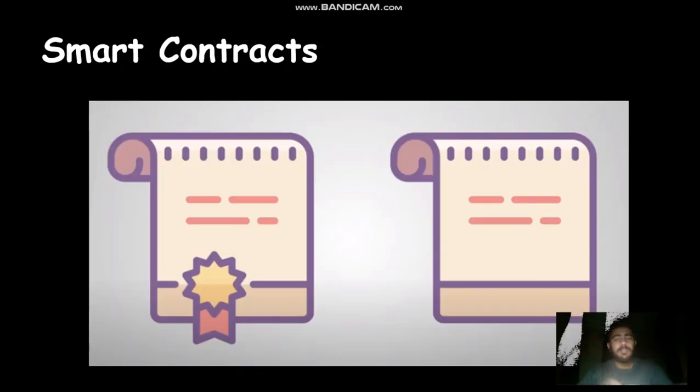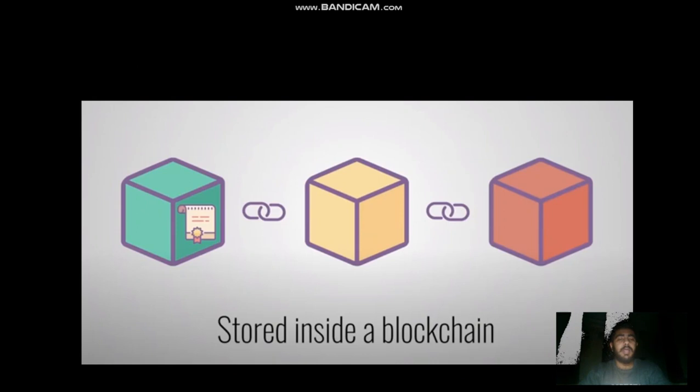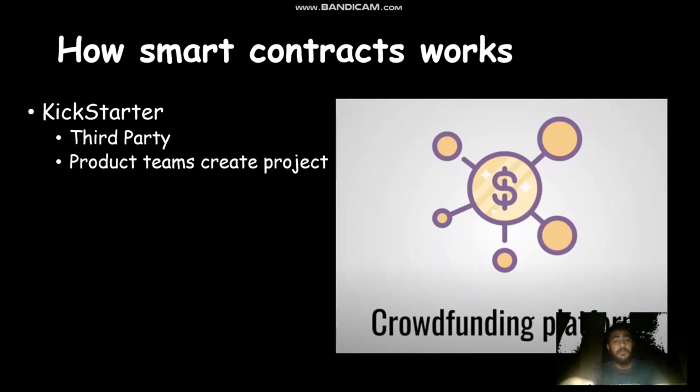Smart contracts, this word has been quite a buzzword for the past couple of years, and the question that arises is, what are smart contracts? Interestingly, they are just like simple contracts, but they are digital contracts. In terms of blockchain, they are tiny computer programs that are stored inside a blockchain. Now we will see how a smart contract actually works.